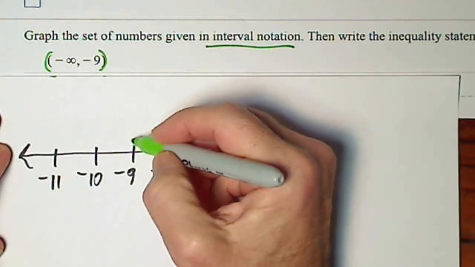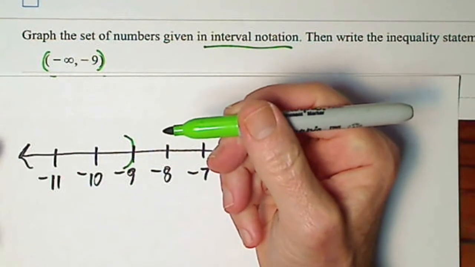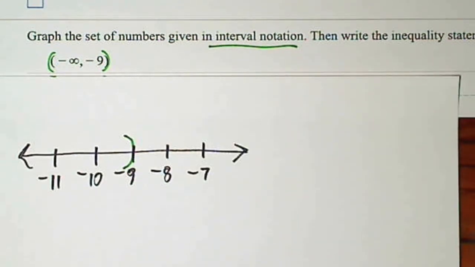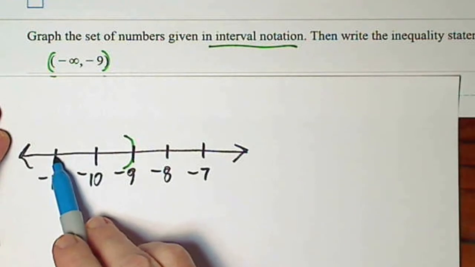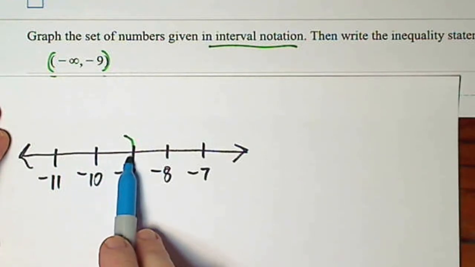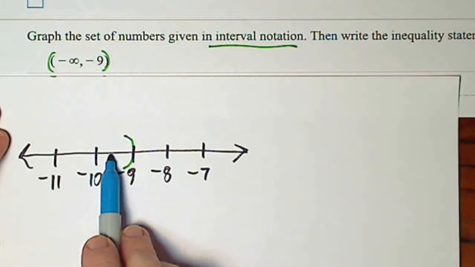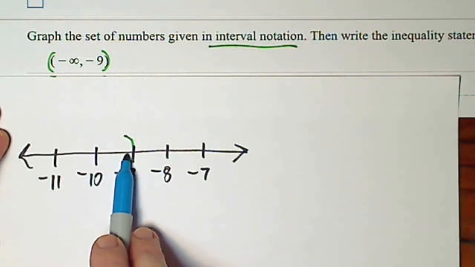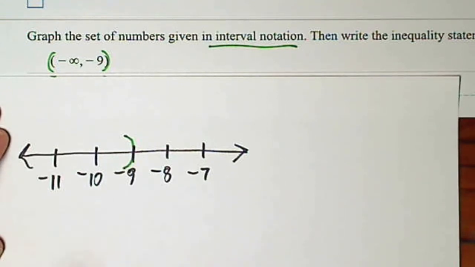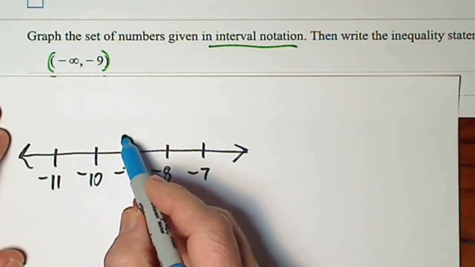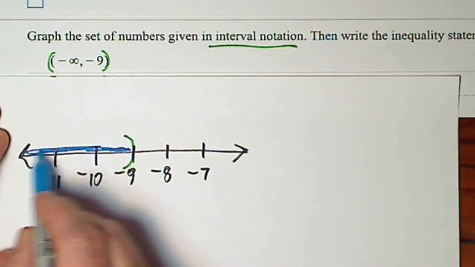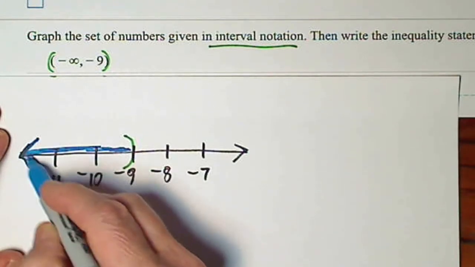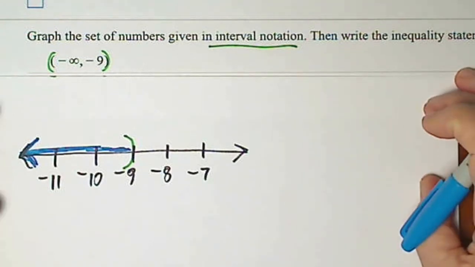So the negative 9, we'll use our curved parenthesis, and then to fill in the values, x could be a negative 10, it could be a negative 11, it can be negative 9.5, it can come all the way towards negative 9. It's never actually allowed to be a negative 9 though, and that's what these curved parentheses indicate. So you simply shade in to the left and make sure you have your arrow pointing in that direction.